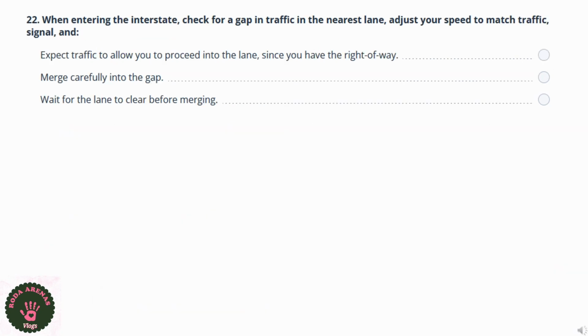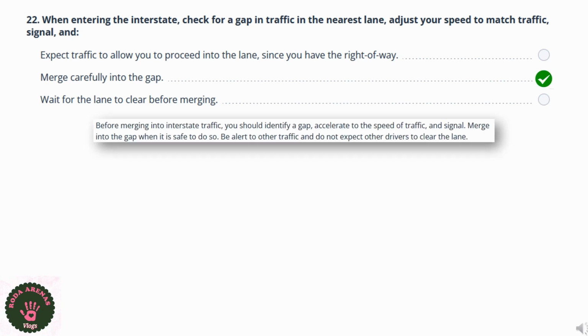When entering the interstate, check for a gap in traffic in the nearest lane. Adjust your speed to match traffic and expect traffic to allow you to proceed into the lane since you have the right of way. Merge carefully into the gap. Wait for the lane to clear before merging. The correct answer, merge carefully into the gap.